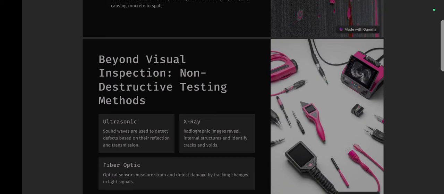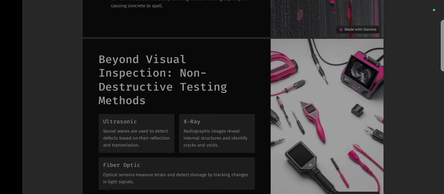These methods are particularly useful for assessing the integrity, strength, and durability of concrete without compromising its functionality. NDT techniques are widely used for inspection, maintenance, and quality control of concrete structures such as buildings, bridges, roads, and pavements. There are some commonly used NDT methods for concrete.